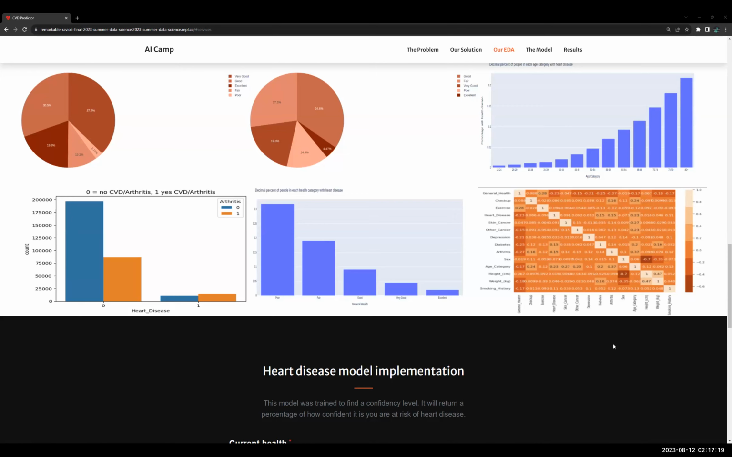And lastly, the graph on the bottom right is a correlation map illustrating all of the correlations between the several factors that we used in our cardiovascular disease predictor. And some interesting things to note are that diabetes, arthritis, and general health seem to have the largest impact on developing heart disease. Next is Samson with our predictor.